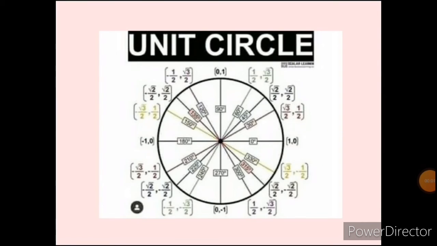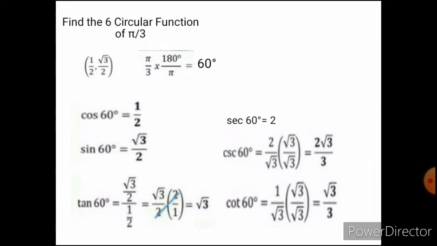Our unit circle. What is a unit circle? The unit circle is a circle with a radius of 1. This means that for any straight line from the center point of the circle to any point along the edge of the circle, the length of that line will always equal 1. So for example, find the 6 circular functions of pi over 3.